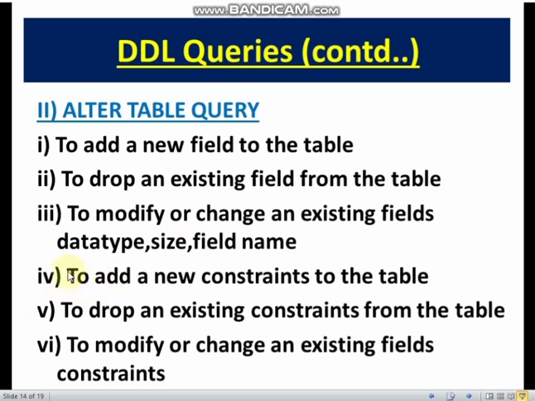And what else you can do, three more things which you can do with the alter command, is you can add a new constraint, you can drop a constraint, and you can modify or change an existing field's constraints. Though we will not go into the details of adding and dropping a constraint, we will see these things: to add, to drop, and to modify existing fields. So let us begin practically. So moving on.